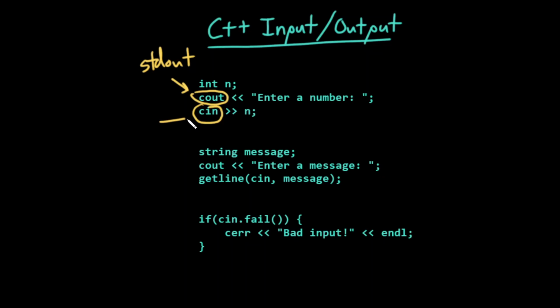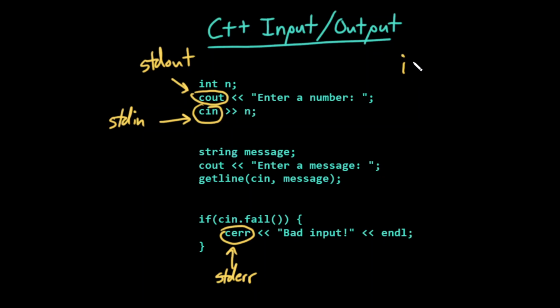cin is our way of accessing standard input. And cerr is our way of accessing standard error. In C++, we actually have a pretty easy way of handling istreams and ostreams.